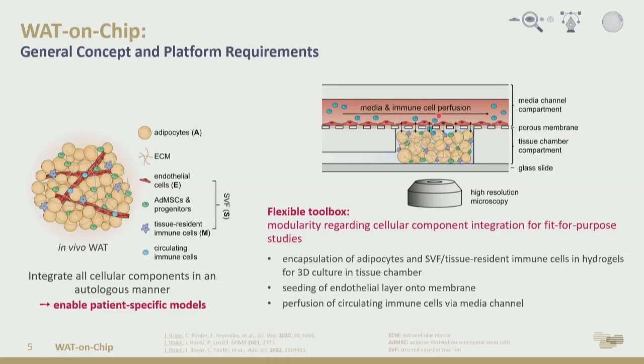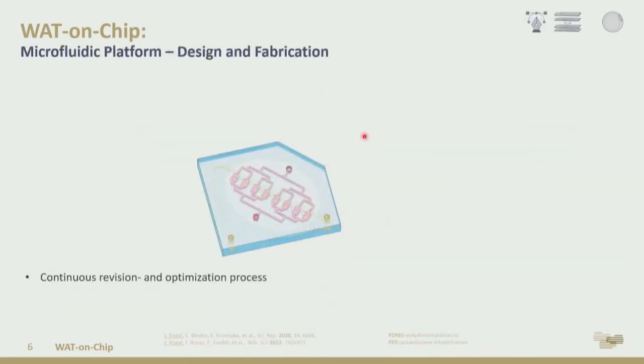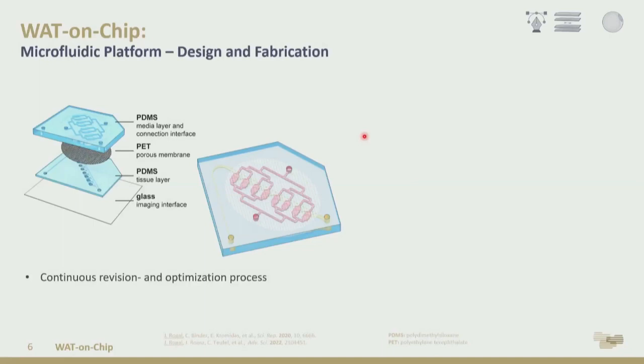Now let's have a closer look at this microfluidic platform. So the platform is made from two microstructured layers of PDMS that sandwich a porous PET membrane. And to the bottom, the microstructures are encased by a glass slide to enable easy access for imaging.